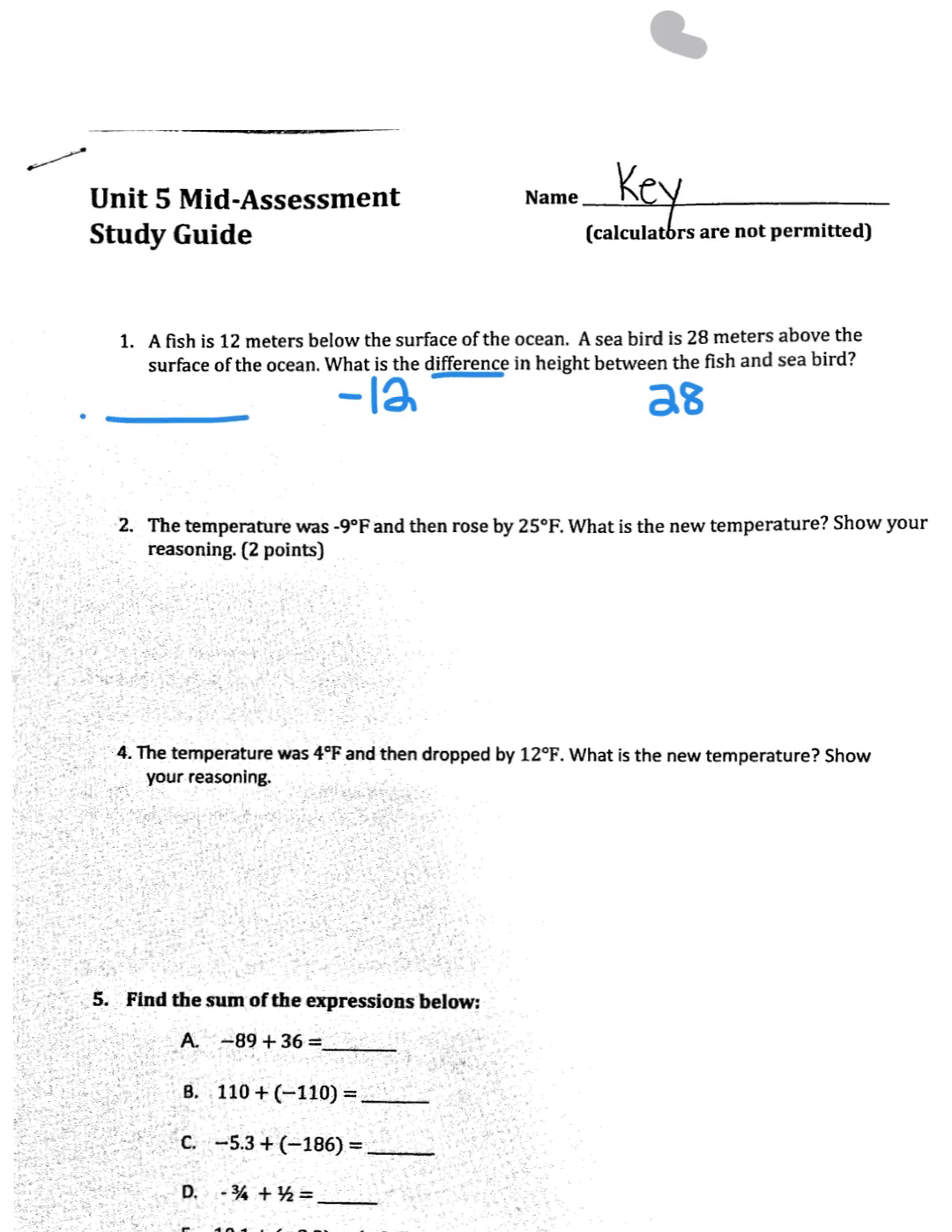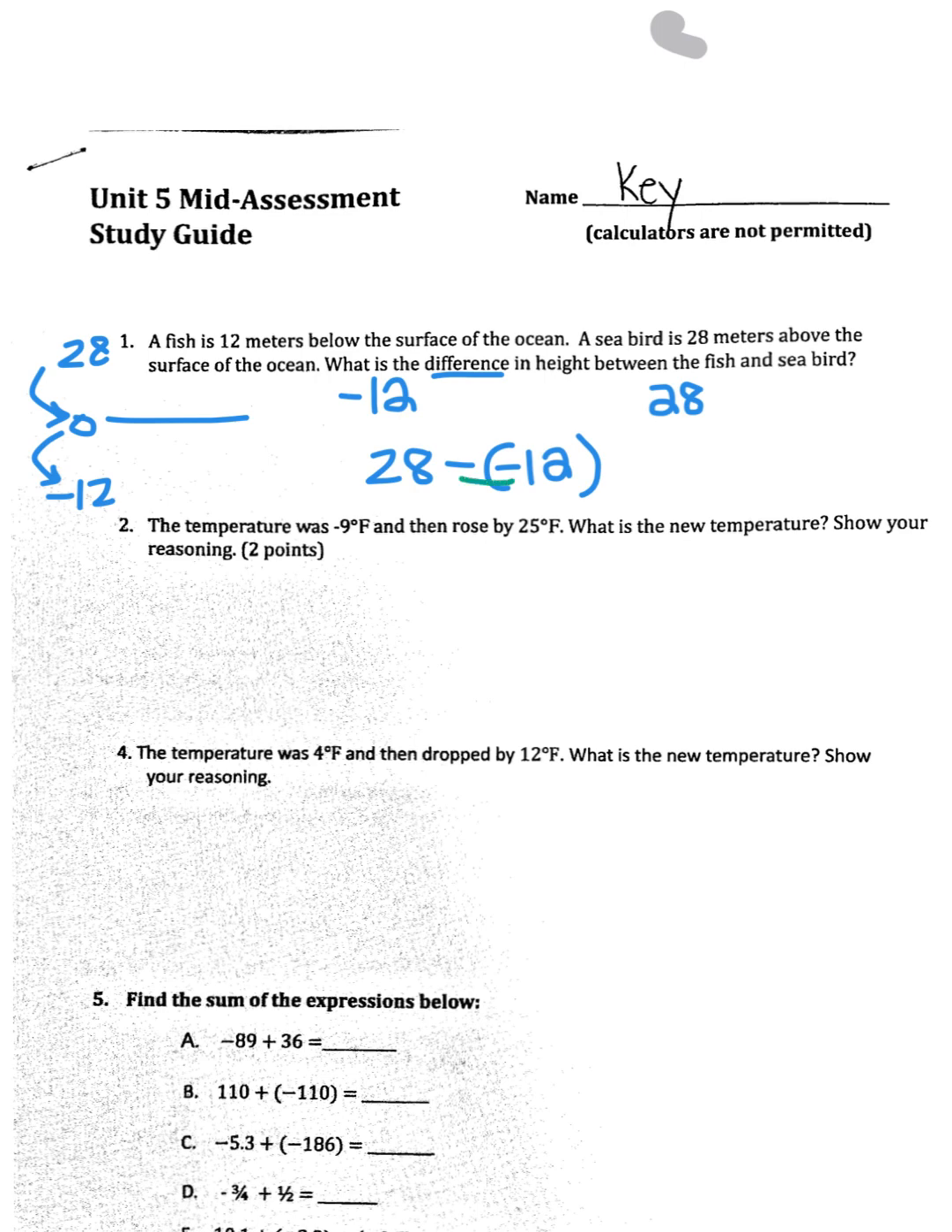Okay, so here's the surface of the ocean, or sea level. We have 28 above, and we have negative 12, which is below. So we have to get down to sea level, and then down 12 more. So let's start with that. Starting with that 28, and I'm going to subtract that negative 12 because I'm finding the difference.